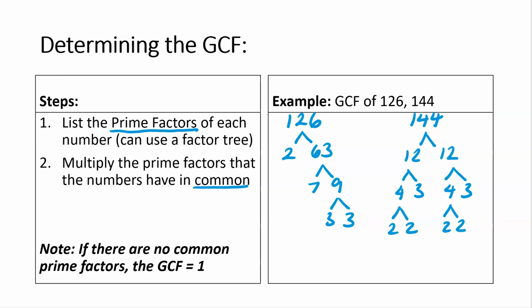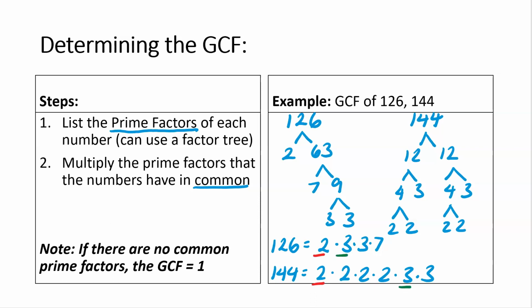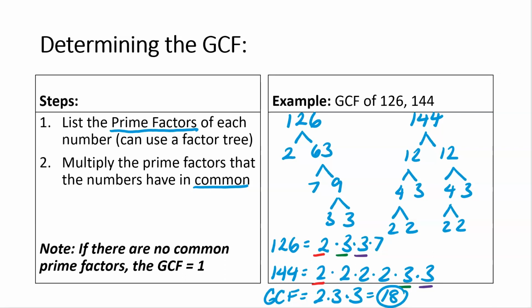And if we list the prime factors of each number, 126 equals 2 times 3 times 3 times 7, and 144 equals 2 times 2 times 2 times 2 times 3 times 3. And then we can see that they have a 2 in common, a 3 in common, and another 3 in common. So then your greatest common factor is going to be 2 times 3 times 3, which is 18.